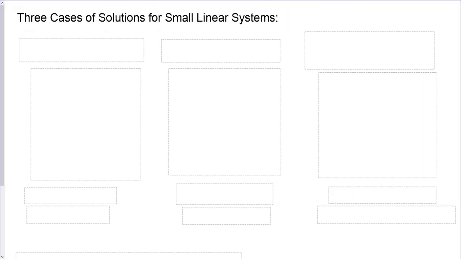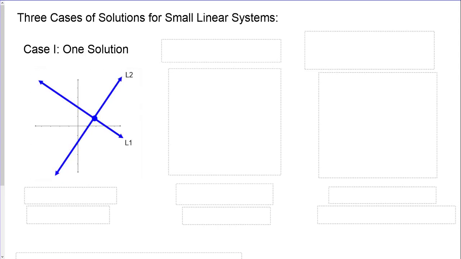Which leads us to three different cases of solutions for small linear systems. The first case is where we have one solution to the system. So similar to the example we just performed, when the two lines intersect at a single point. And when the lines intersect, there's going to be one solution, and we would always express that solution as the coordinate pair (x, y).